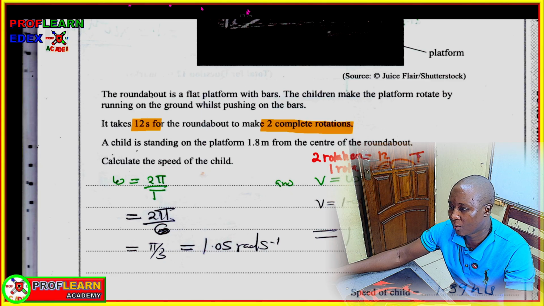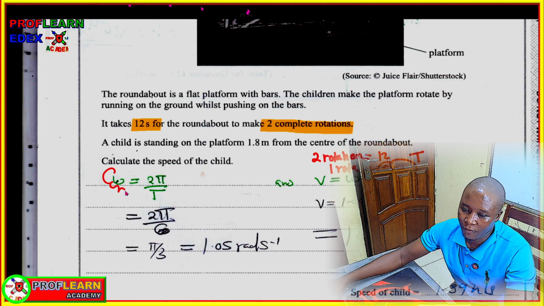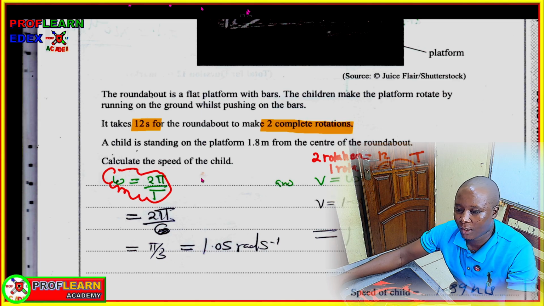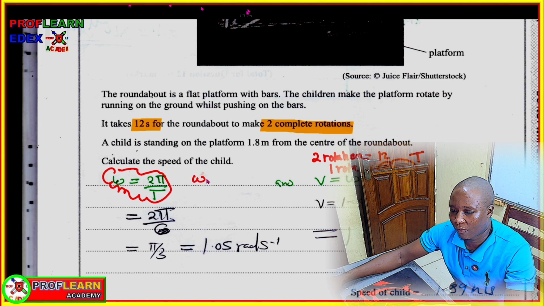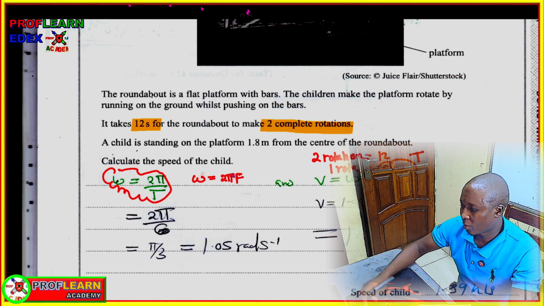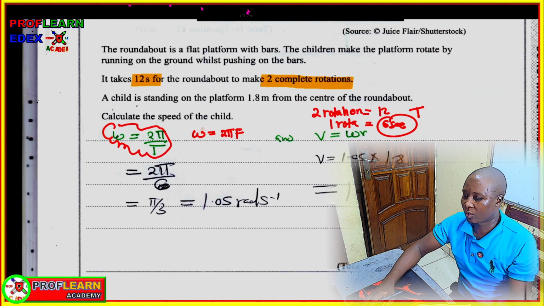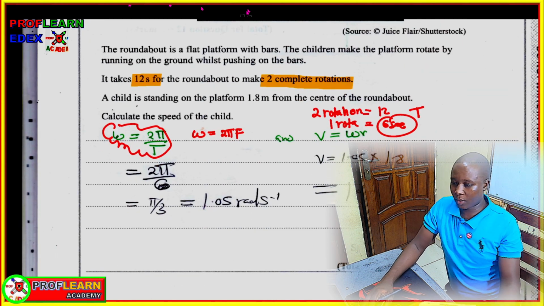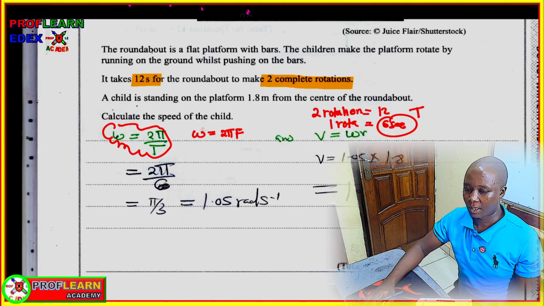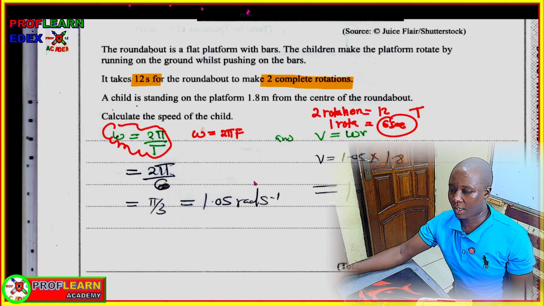the time period. So angular velocity is given by 2 pi over T, or angular velocity is given by 2 pi f. So in that case, if you work it out, you're going to get the angular velocity being equivalent to 1.05 rad per second.